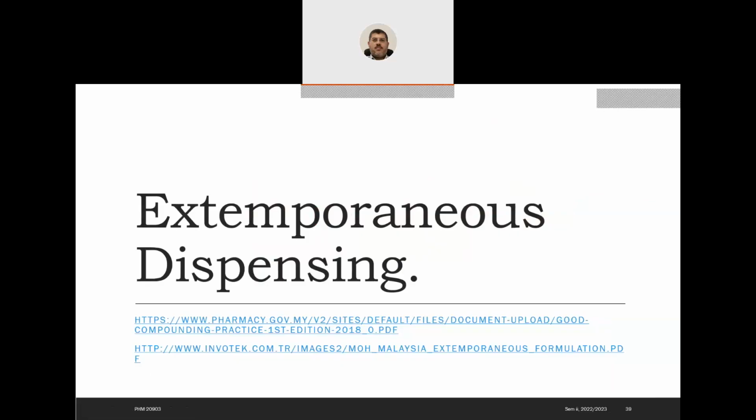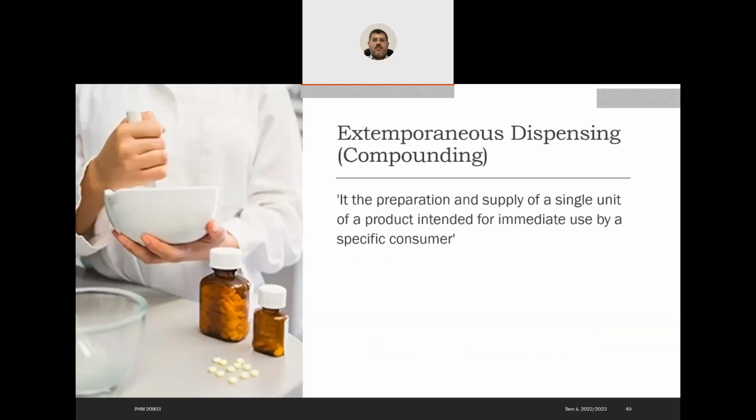Okay, the last issue we'll discuss in this lecture is extemporaneous dispensing. What is extemporaneous dispensing, what are the equipment used, and how to do it?